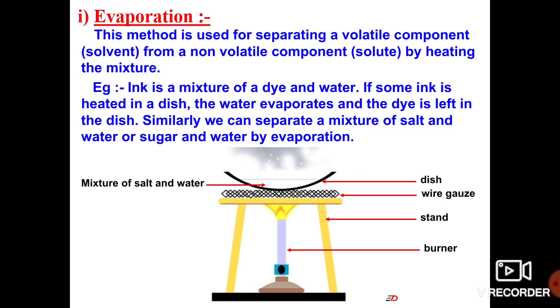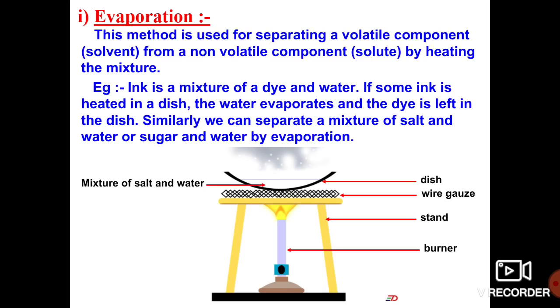First one is evaporation. So what do you mean by evaporation? How is a mixture separated by using this evaporation technique? Observe carefully. This method is used for separating the volatile component from a non-volatile component by heating the mixture. So what do you mean by volatile component? It is nothing but the solvent. Non-volatile component means solute. By heating only, we can easily separate the dissolved components present in any substance.